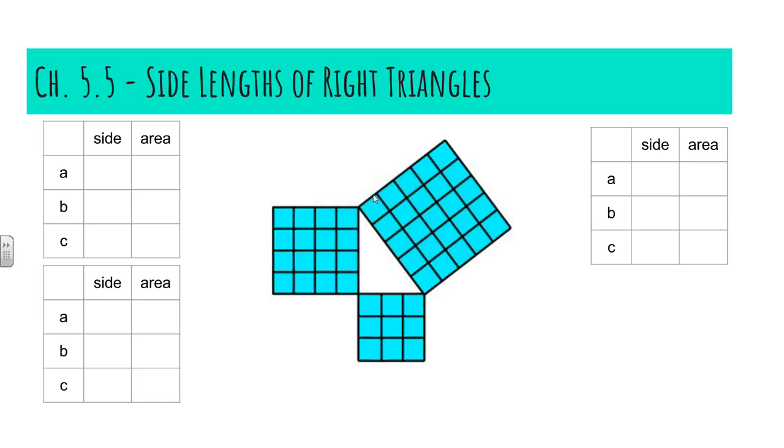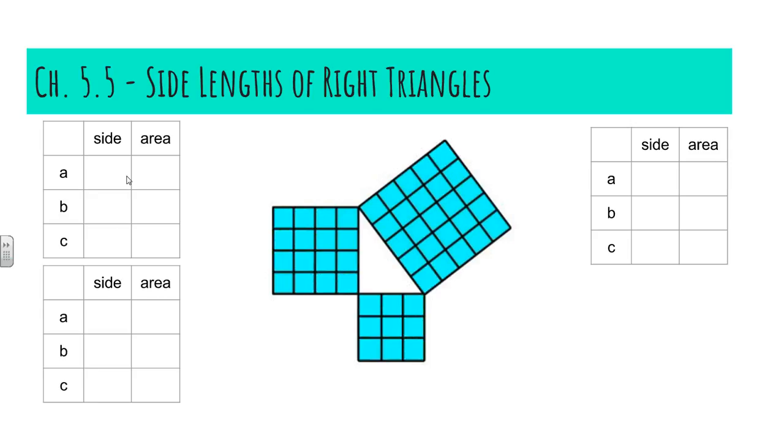Square C, the side length is 5. 1, 2, 3, 4, 5 this way, and 1, 2, 3, 4, 5 this way. So put a 5 right here for side length. And then the area is going to be 5 times 5, or 5 squared, or you can just count that there are 25 little blue squares. So put a 25 right here.